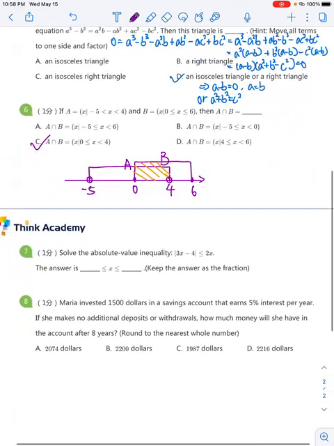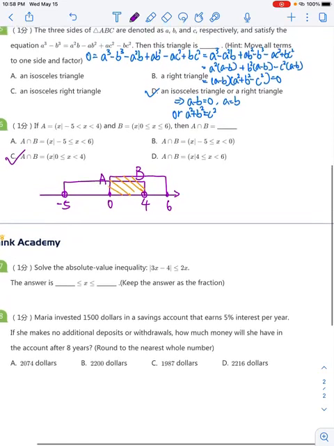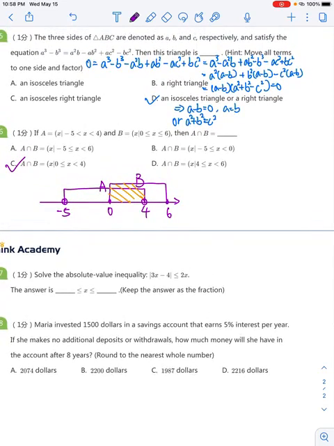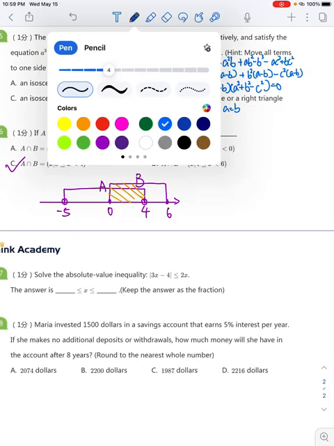Alright, and for problem 7 here, we want to solve the absolute value inequality. The absolute value of 3x minus 4 is less than or equal to 2x, and 3x minus 4 is in the absolute value sign. So what's going to be the answer for this problem here? You can see that first of all, we want to remove the absolute value sign based on the range of the value here. So there will be two possible cases.